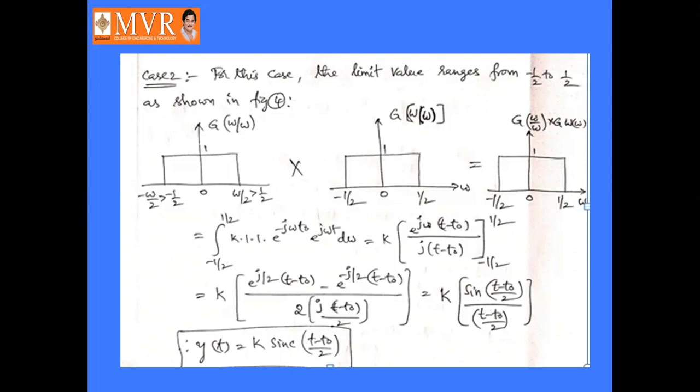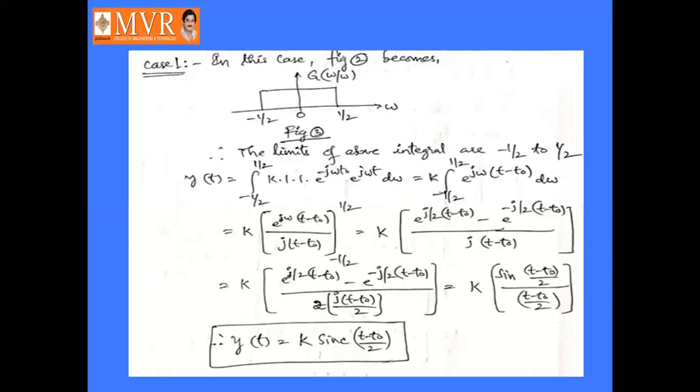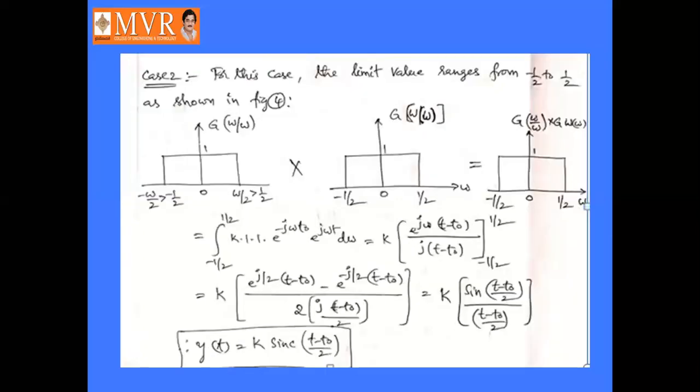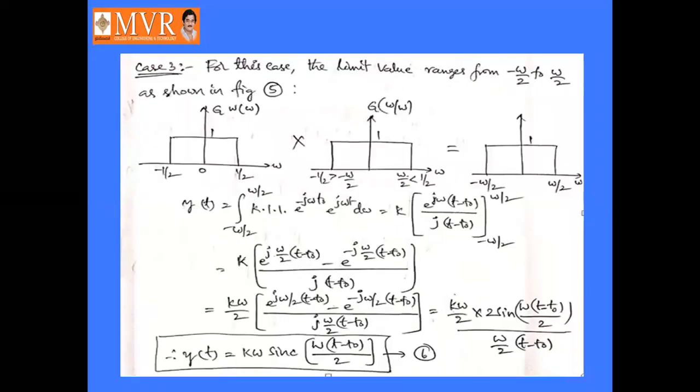So it will become g of omega by omega. The next range is from minus 1 by 2 to 1 by 2. G of omega by w is multiplied by g of w of omega, its limits minus 1 by 2 to 1 by 2. By simply multiplying these two, we get the value of y of t equal to k into sinc of t minus t naught by 2. In the above case, y of t value is k into sinc of t minus t naught by 2. And the third case is this one.